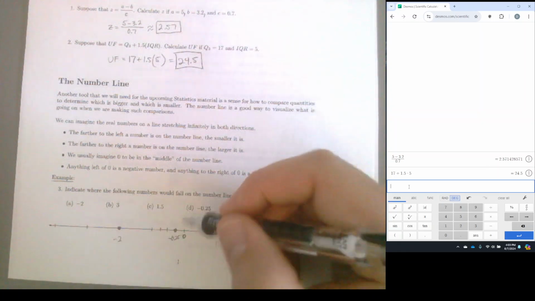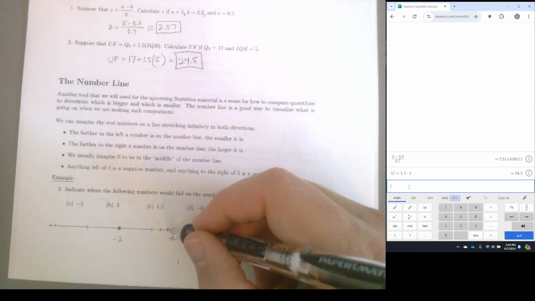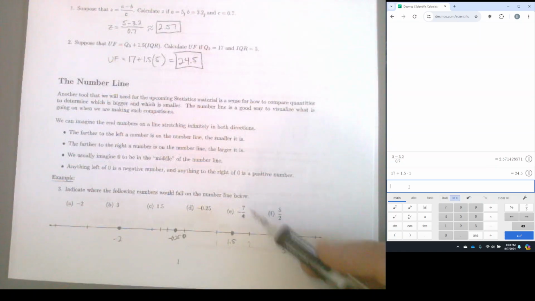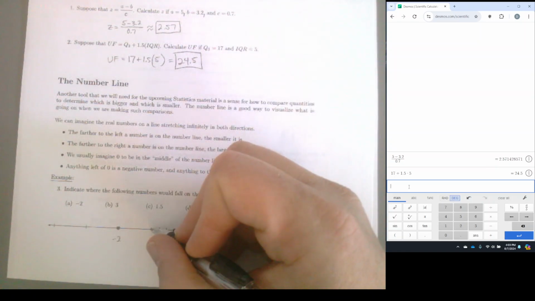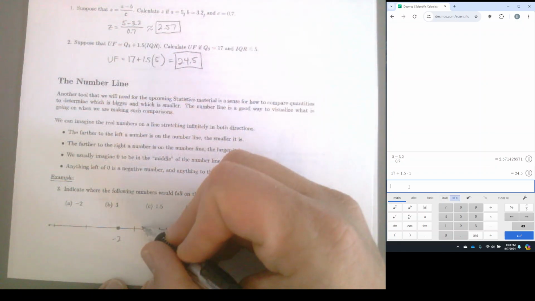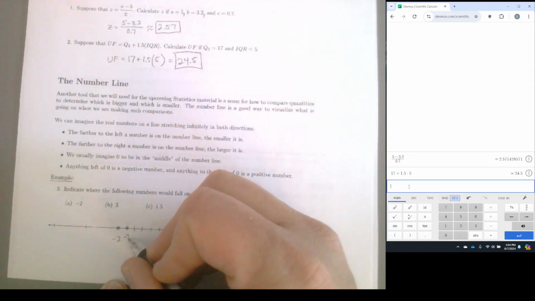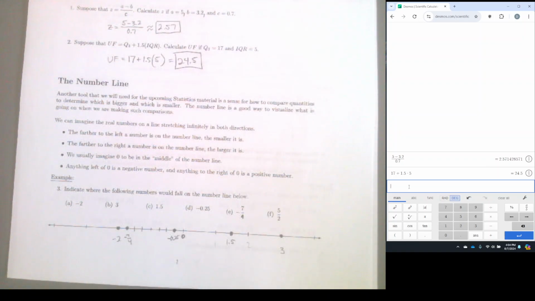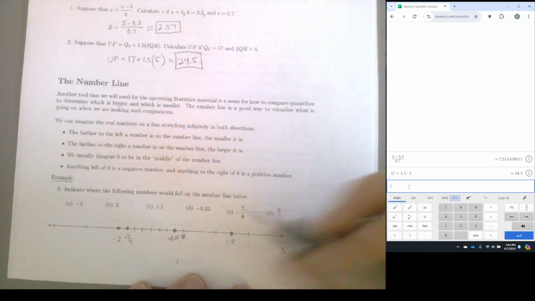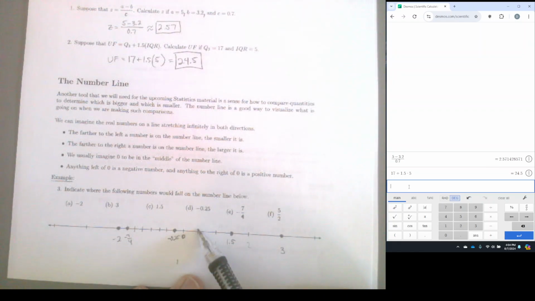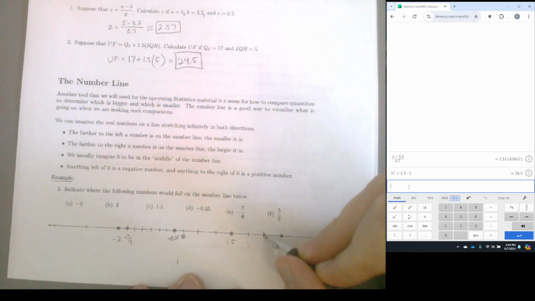-7/4. Well, this is -1/4, -2/4, -3/4, and -4/4 is the same as -1. But I need to get all the way to -7/4. So if this is -4/4, then I've got -5, -6, -7. -7/4 is right there. And then finally 5/2. Well, let's see. The space between 0 and 1, if I mark the space right in the middle, that's 1/2. So I have 1/2, 2/2, 3/2, 4/2, and then 5/2 would be right there.